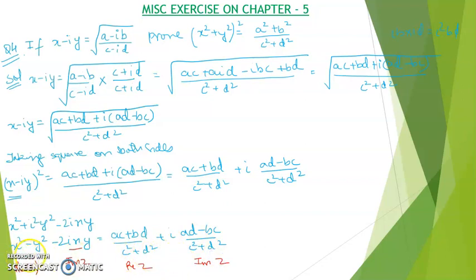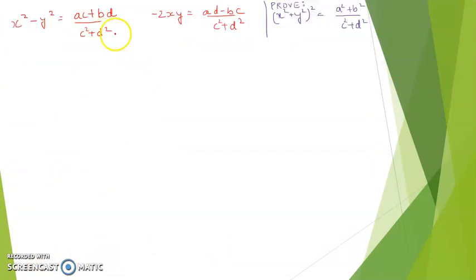So x square minus y square is equal to this, and 2xy, i and i cancelled, so minus 2xy is equal to ad minus bc upon c square plus d square. Are you following, students? So I will write this, I can just write all this, and then I'll continue solving. Alright, students, so now comparing the real part and imaginary part, we have got x square minus y square is equal to ac plus bd upon c square plus d square, and minus 2xy is equal to ad minus bc upon c square plus d square.